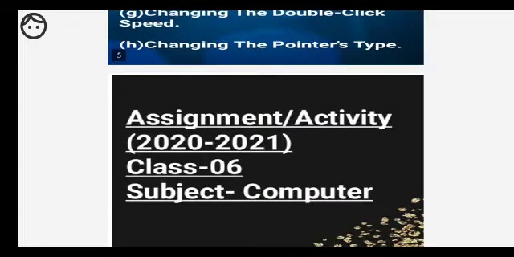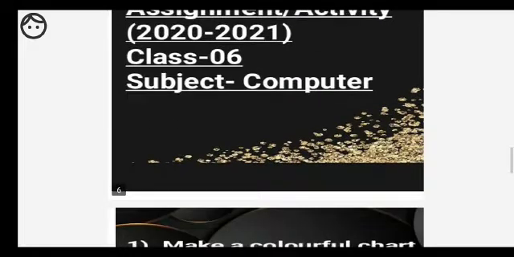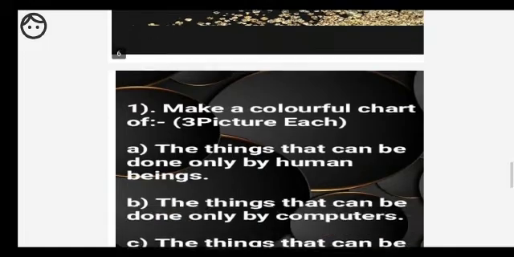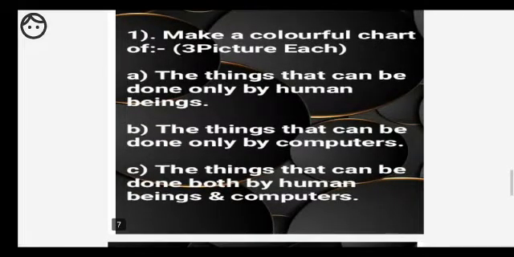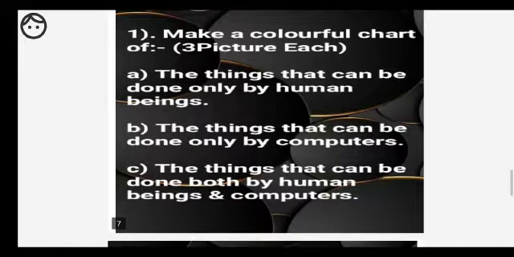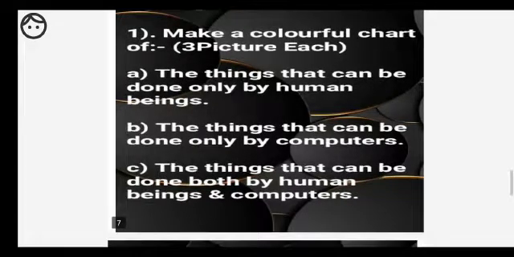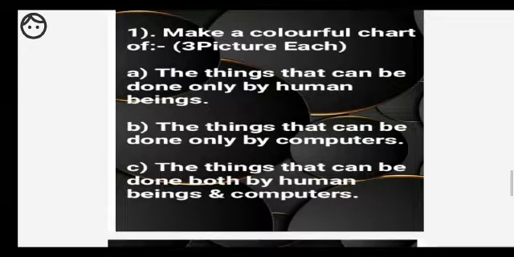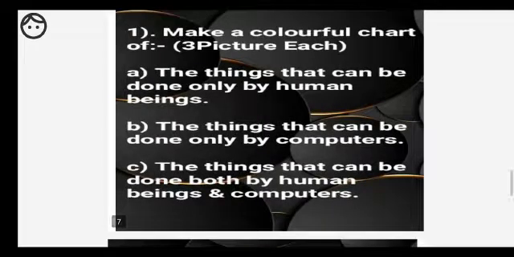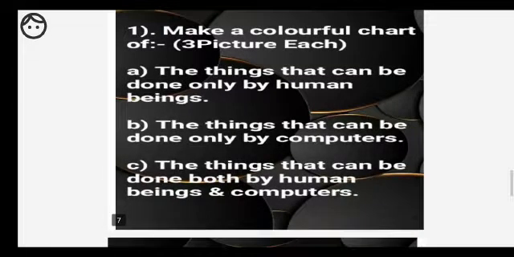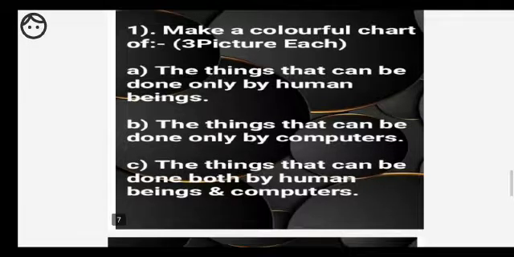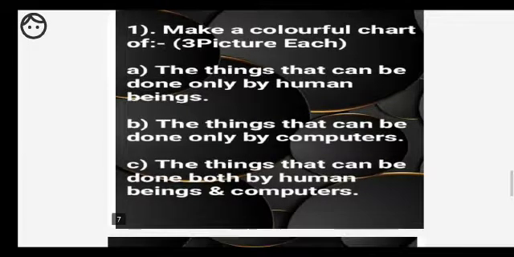Now here is an assignment for you all children. First assignment is make a colorful chart. You have to take an A4 size blank sheet in which you have to draw 3 pictures of things that can be done only by human beings. Only human beings can do those 3 works; you have to paste the pictures in one page, A4 size blank sheet.